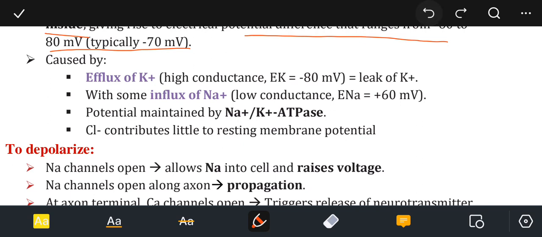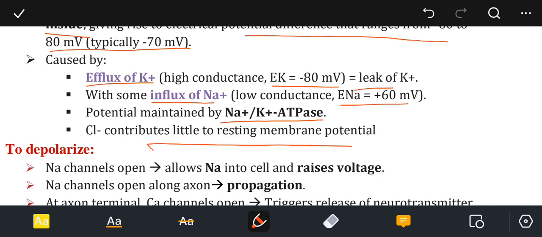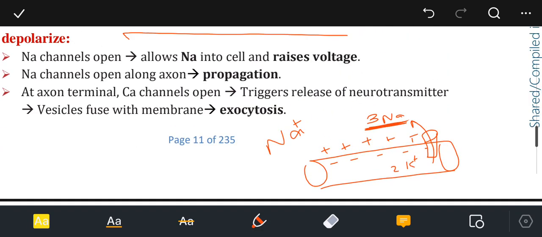So it is caused by the efflux of potassium, high conductance. Okay, there is an important point that I was missing, but let's read it first. There is efflux of potassium, high conductance, EK is minus 80 millivolts, leak of potassium with some influx of sodium, low conductance, ENa of plus 60 millivolts. Potential maintained by sodium potassium ATPase, and chloride contributes little to resting membrane potential. So here we have talked about the sodium potassium ATPase pump.